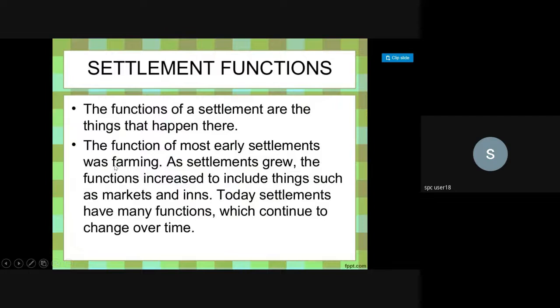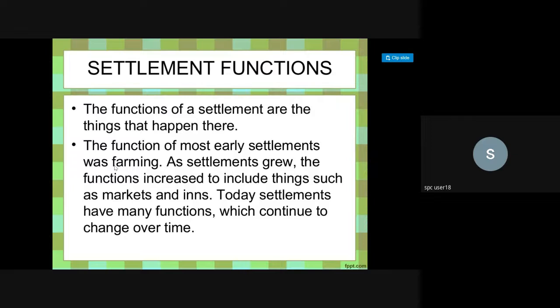What are the functions of the settlement? Settlement functions: the function of most of the early settlements was farming. In fact, man settled down because he was sure that he was going to farm. So settlements slowly grew, and as they grew, their functions also grew.